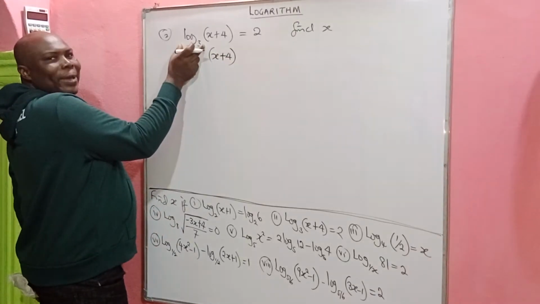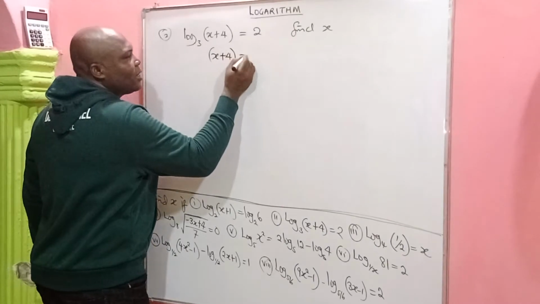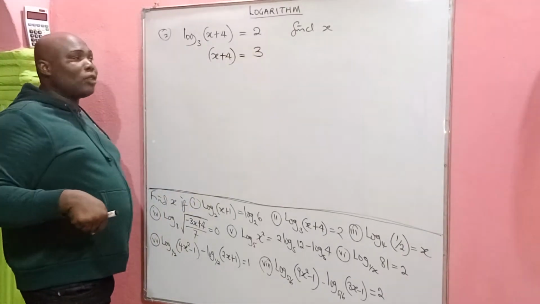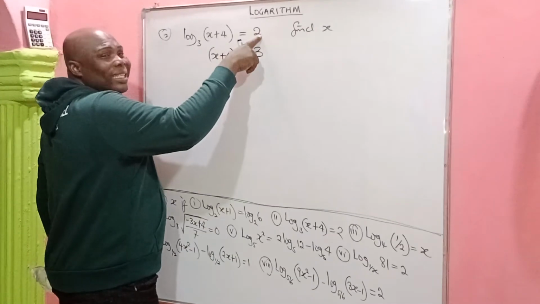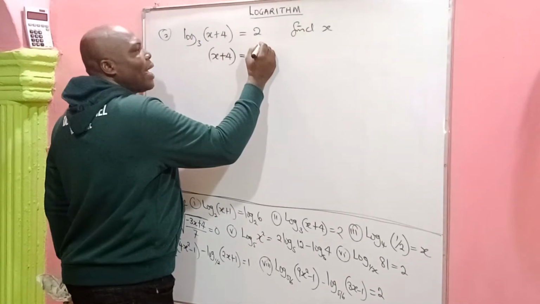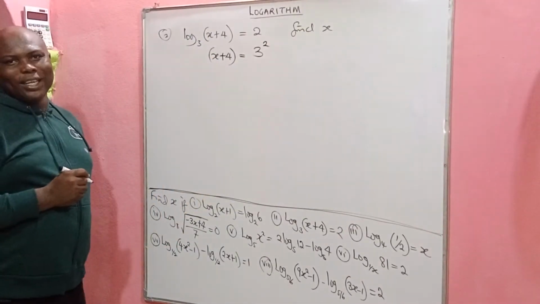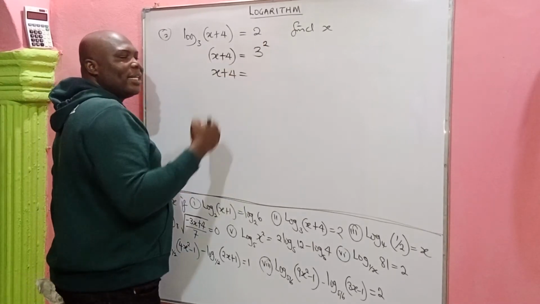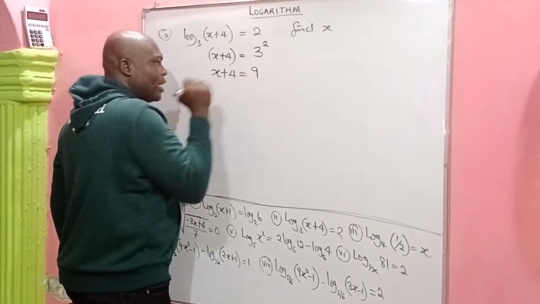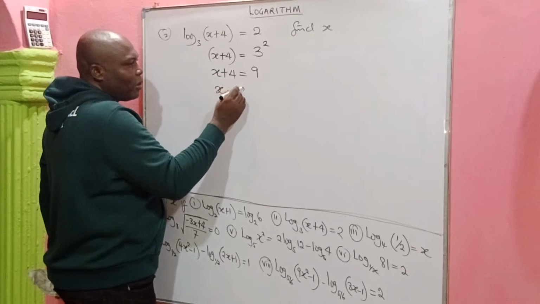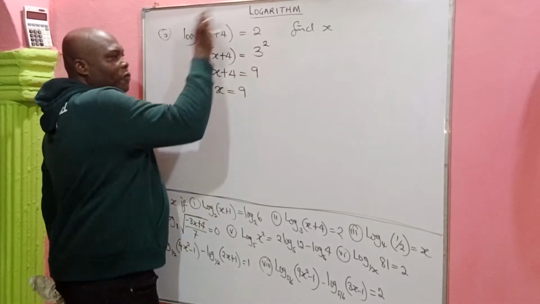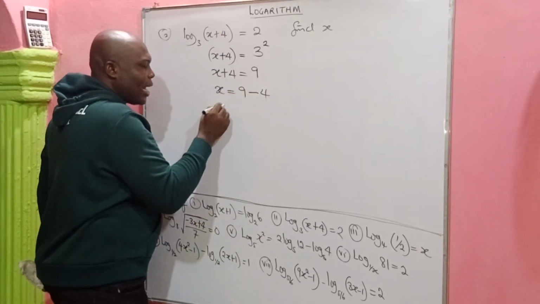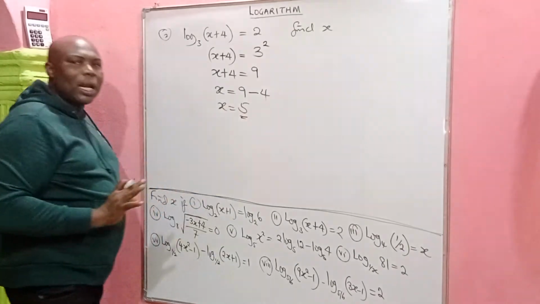Log to base 3 will cross. It becomes the big 3. The very last law I taught you. And then 2 that was initially occupying the position will climb up as a power. That's what it means. So we are going to have x plus 4 will be equals to 3 squared, which is 3 times 3, which is 9. So we make x the subject of formula. That will be 9 minus 4. That gives x to be 5. As simple as it is.